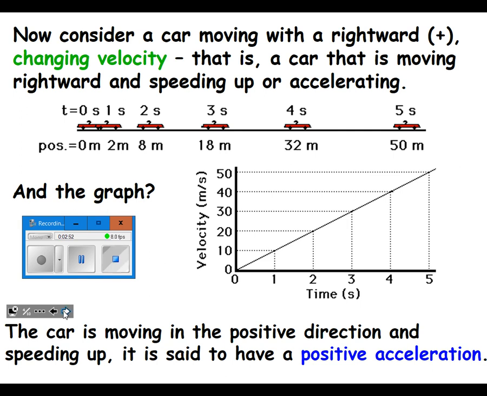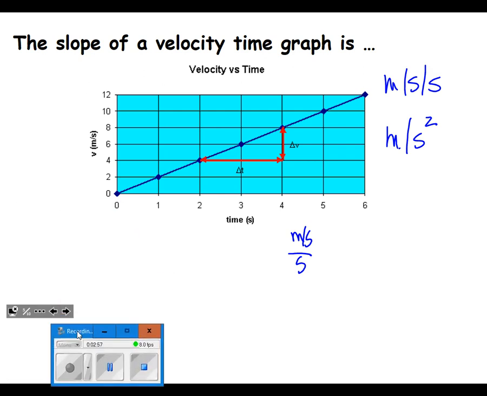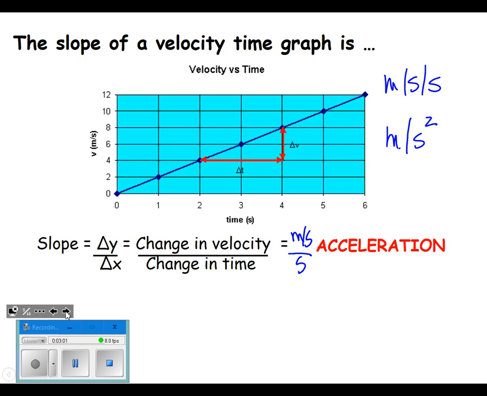So the slope of a velocity versus time graph is acceleration. Our units for the change in y over the change in x would be the change in velocity divided by the change in time. Velocity is going to be in meters per second, and time is going to be in seconds. So our units are going to be meters per second squared, or meters per second per second. I like meters per second squared better.